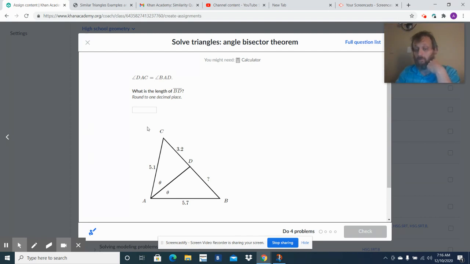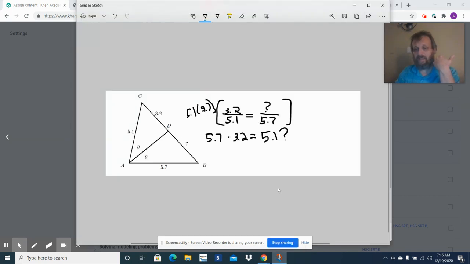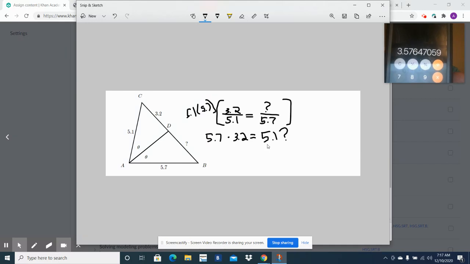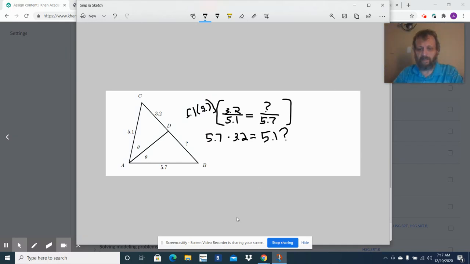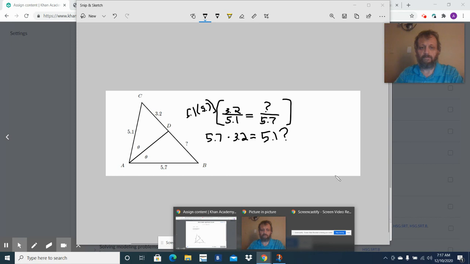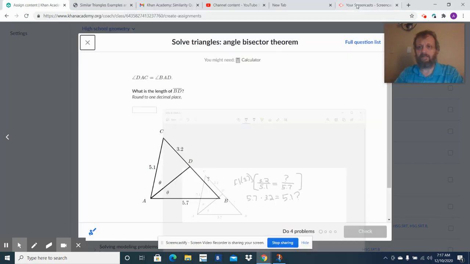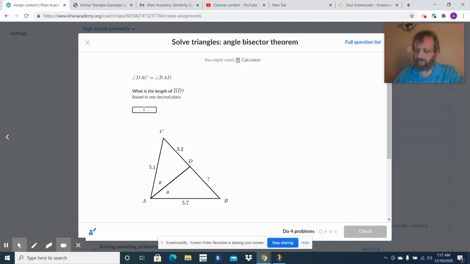So since we're rounding to one decimal place, we're obviously going to use a calculator here. So you're just going to take those numbers and type them in a calculator. So I'm going to use my phone. You can use your calculator on your Chromebook. Obviously, if you're at home, you can use your phone, whatever you want to do. So I take 5.7 times 3.2, and I divide by 5.1, and I get that. So round that to one decimal place. I'm going to put my answer as 3.6. So we're going to minimize this, and we're going to say my answer is 3.6.